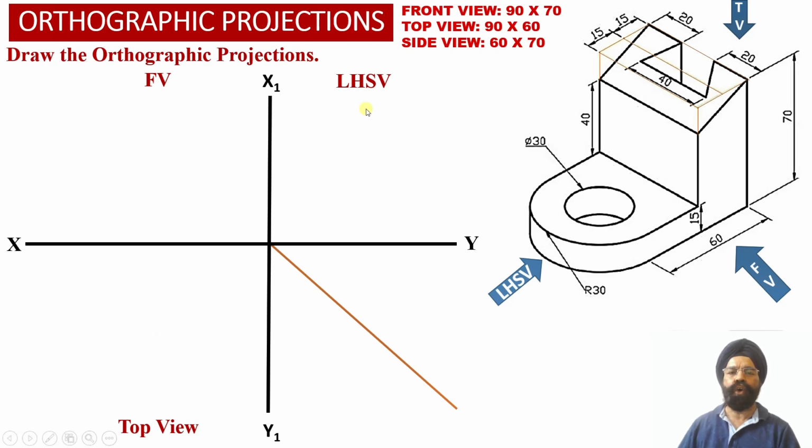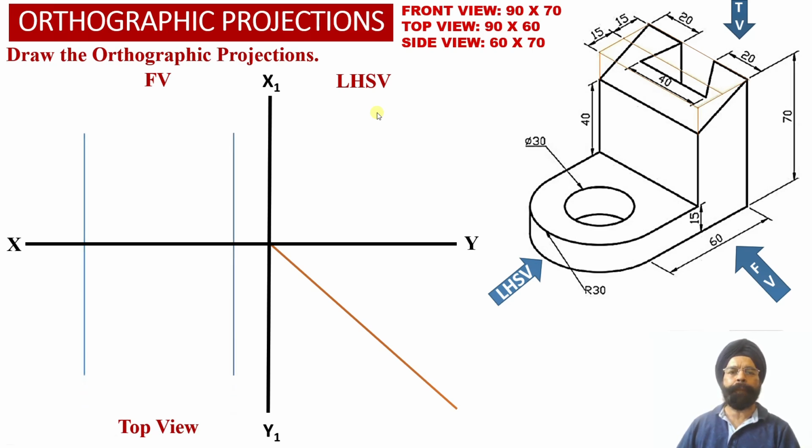Now in order to obtain the orthographic projections in the first angle projection method, the front view projections of the solid will be obtained above the XY reference line. The top view projections of the solid will be obtained below the XY reference line, and the left hand side view projections of the solid will be obtained on the right hand side of the front view projections, above the XY reference line.